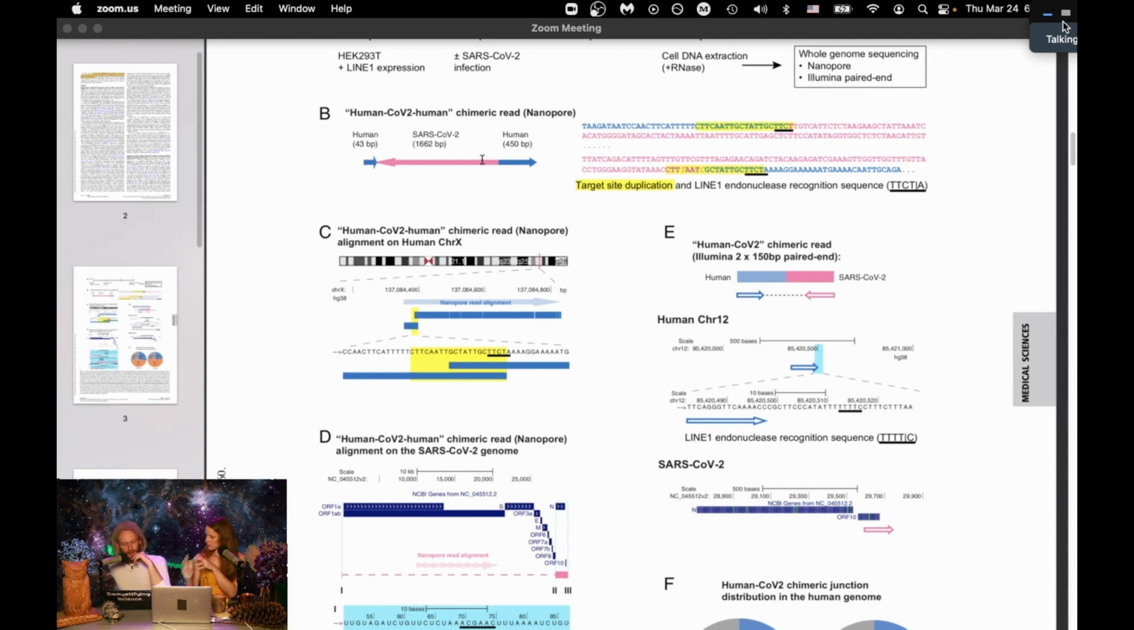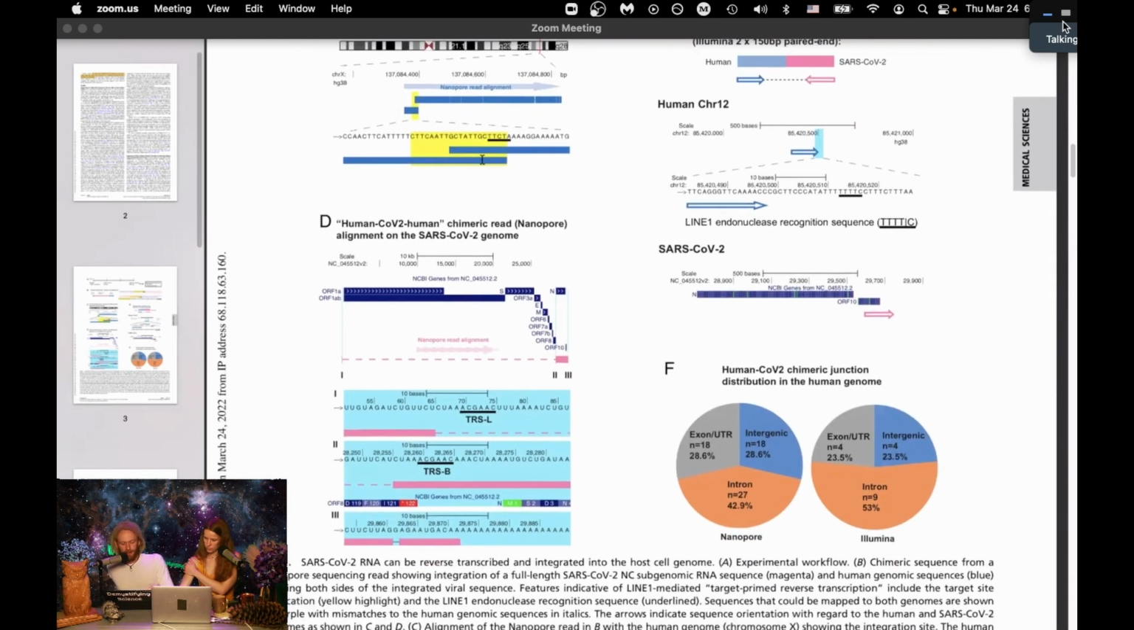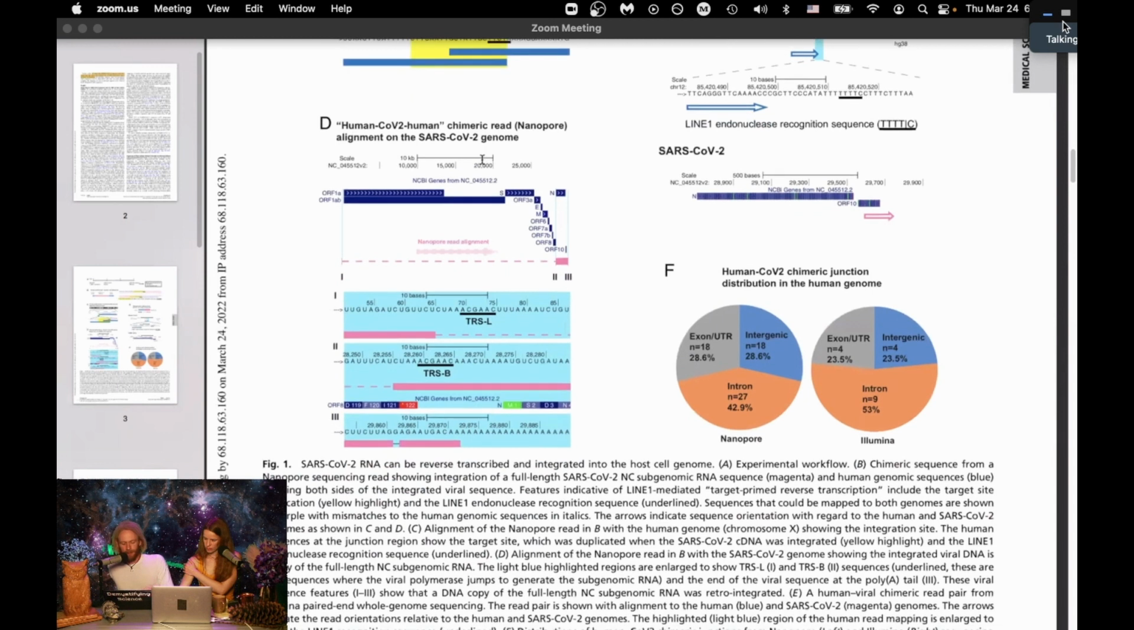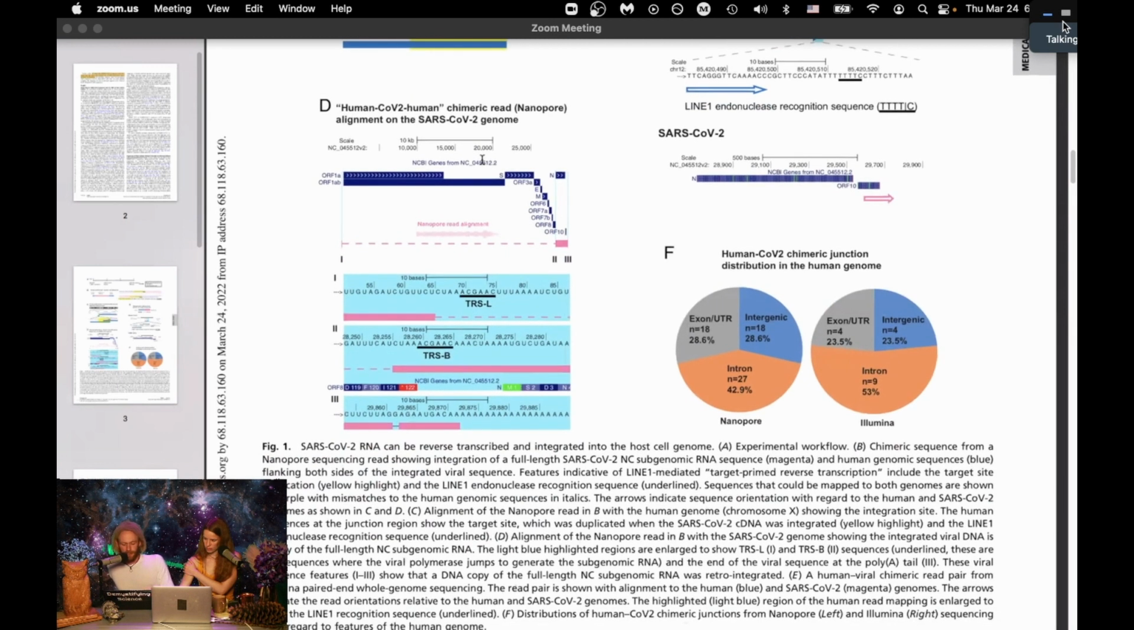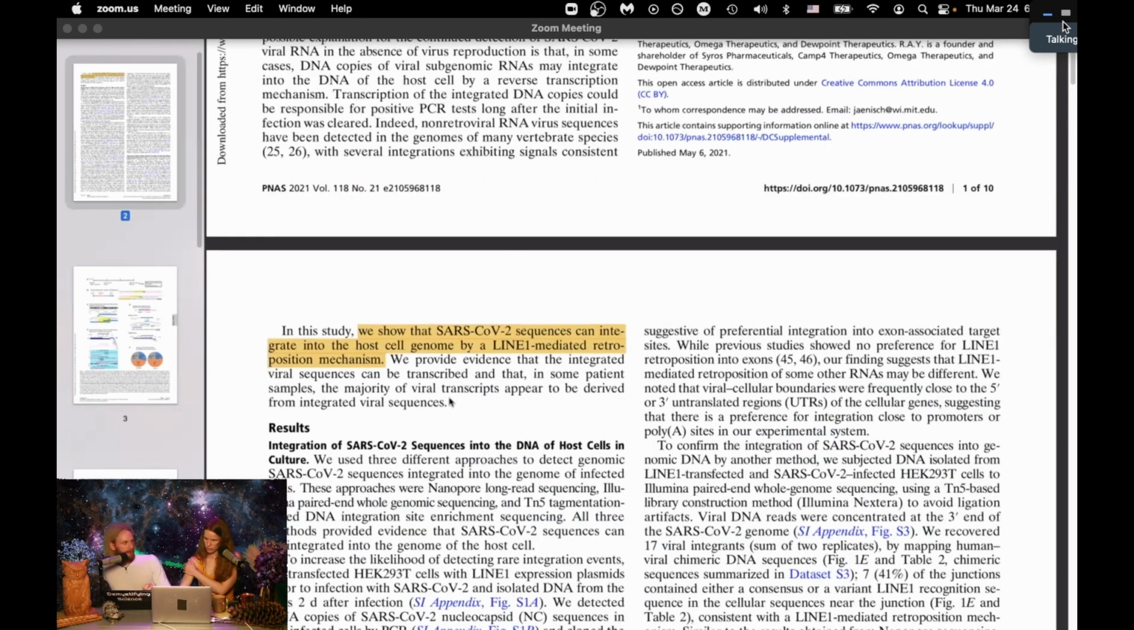One more thing that I think makes this one of the more compelling arguments about it being significant: they also say here that they looked at some patient samples and found that in a few of the patients, the majority of the viral transcripts they sequenced appeared to be derived from integrated viral sequences. So they found host DNA transcript pieces in them as well.